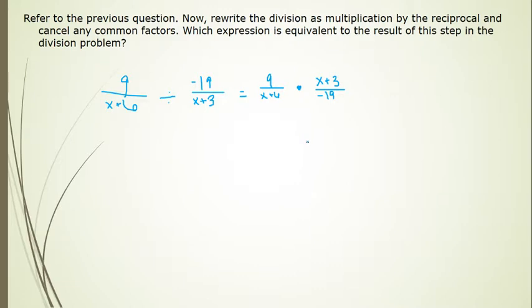The next thing it says is, after we rewrite the division as multiplication by the reciprocal, cancel any common factors. There are no common factors here that we can cancel out. We don't have an x plus 6 on the bottom and an x plus 6 on the top, and the 9 and 19 can't cancel out in any way. So we can't cancel anything. The expression that's equivalent to the result in this step would just be the expression that we got.